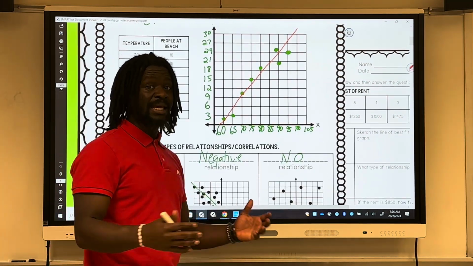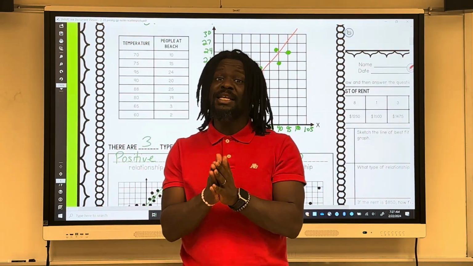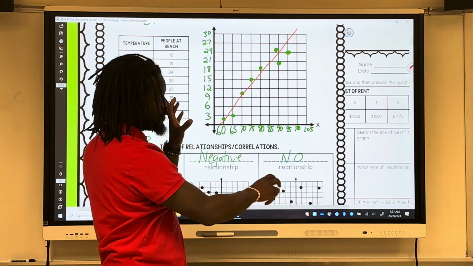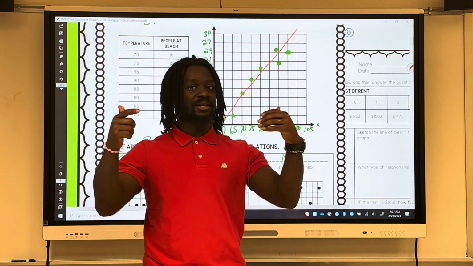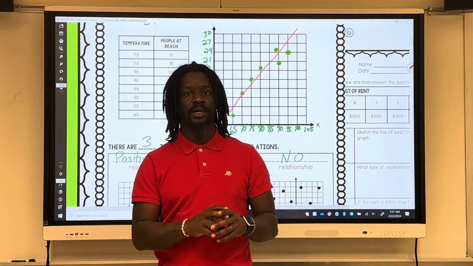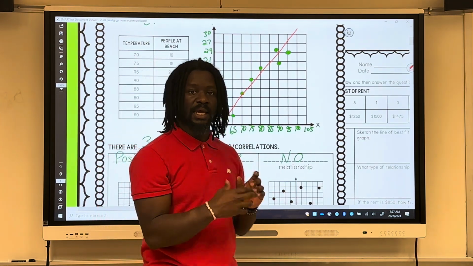So again, guys, that's really it with scatter plots. With scatter plots, we're just going to need to know, what is the relationship? Is it positive? Is it negative? Or is there no relationship? Again, that is the same as what we did with functions. Okay, so increasing, going up, it is positive, going down is negative.